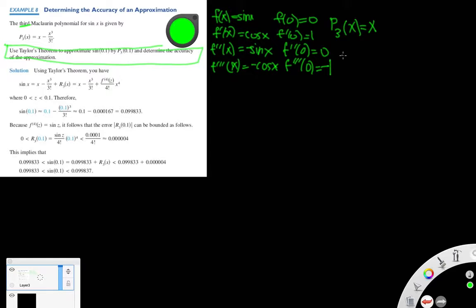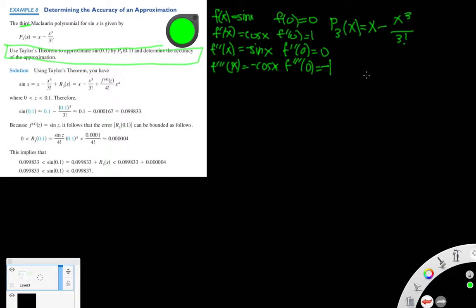The second derivative term would have been f double prime of 0 times x squared over 2 factorial. But in this case, f double prime of 0 is 0, so that cancels out because 0 times anything is 0. And then the third derivative term is f triple prime of 0 times x cubed over 3 factorial. In this case, that would be negative 1 times x cubed over 3 factorial. And that is how you get this part. And that's the first step.